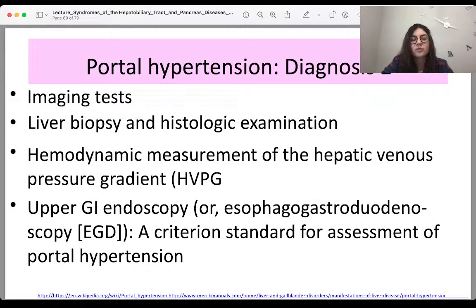Moreover, for diagnosis of portal hypertension, we use imaging tests, liver biopsy and histologic examination, hemodynamic measurement of hepatic venous pressure gradients, as I told you, and usually we do upper GI endoscopy, especially for visualizing esophageal varices. It is also a criterion standard of assessment of portal hypertension. It is obligatory for such patients.